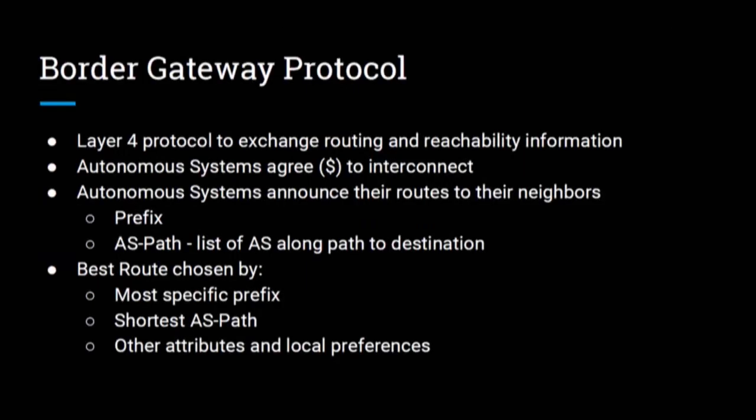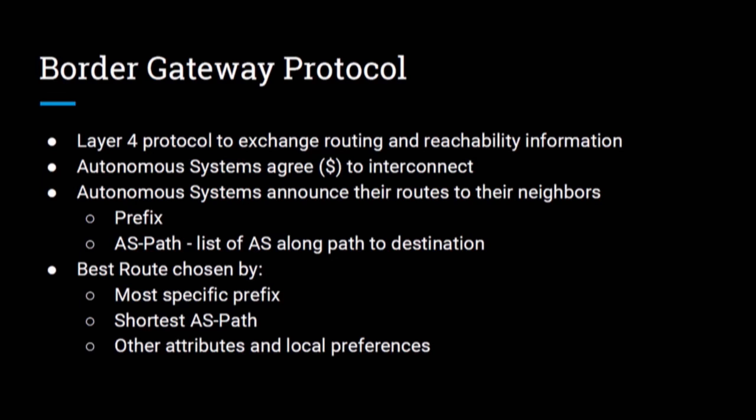Now, all these autonomous systems communicate over the Border Gateway Protocol so that they can exchange routing information. Autonomous systems will agree to interconnect. There's a business agreement: you pay for access to a network, or you are paid, or you have a transit-free agreement. Then your BGP routers will announce their routes to their neighbors. You connect to another autonomous system, and it says, I can reach this address space, and this is how I can reach it. That's the AS path and the prefix.